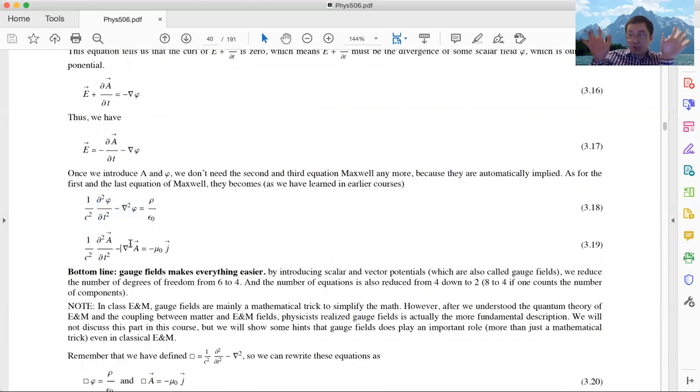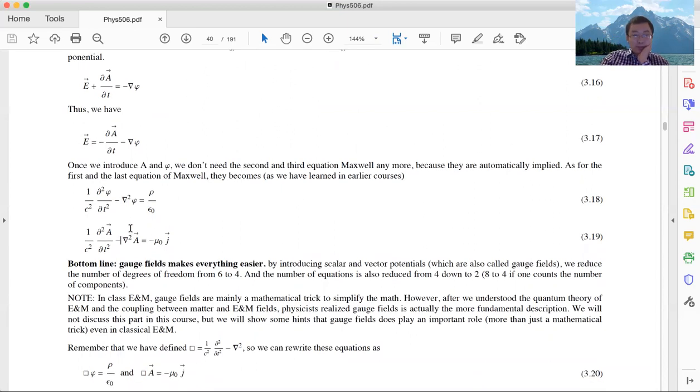This we already learned in E&M1. I will not go into detail. If you want to remind yourself how these equations are obtained, you just need to look at the corresponding chapters in E&M1. Okay, so bottom line, once we use phi and A, the scalar and vector potential, the equations become a lot easier. We remove the 2 sets of equations. We don't need them anymore. And the unknowns also become fewer. We only have 4 unknowns at each point.